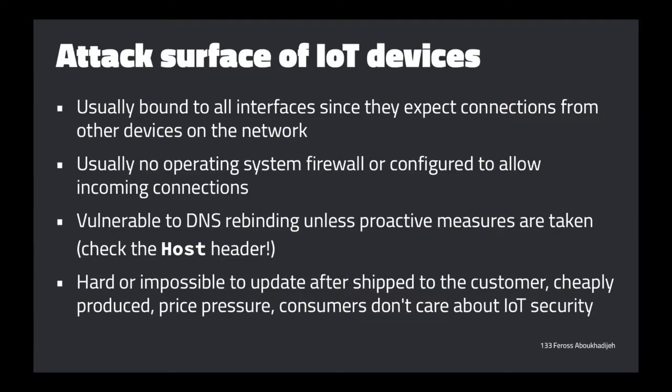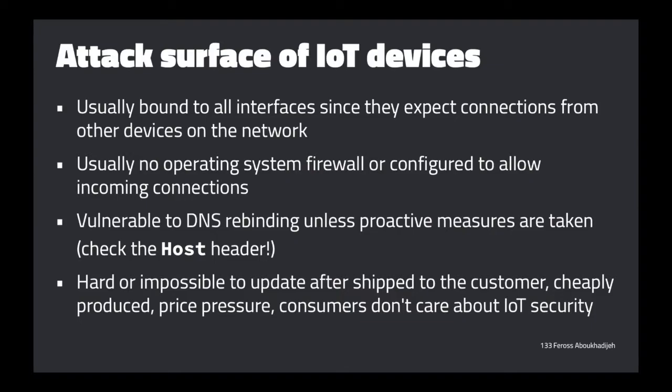Now let's quickly talk about IoT devices. IoT devices are generally bound to all interfaces because they're running a server intentionally, expecting connections from other devices on the same network. That's like a Chromecast or a Google Home or whatever. These are expecting connections from other devices, and usually they have no firewall configured because they want these incoming connections to go through. And these are vulnerable: if you have a malicious device, it can make connections to them.